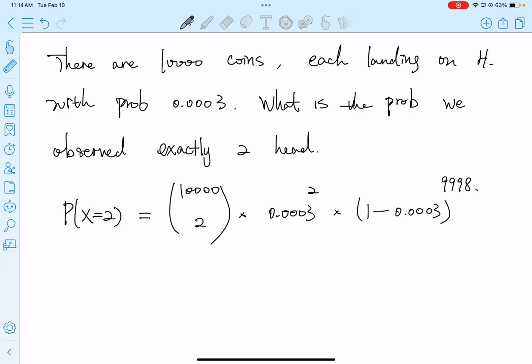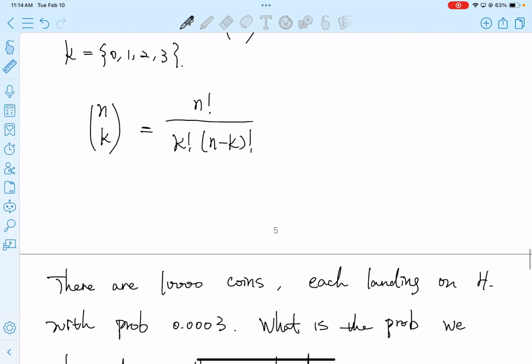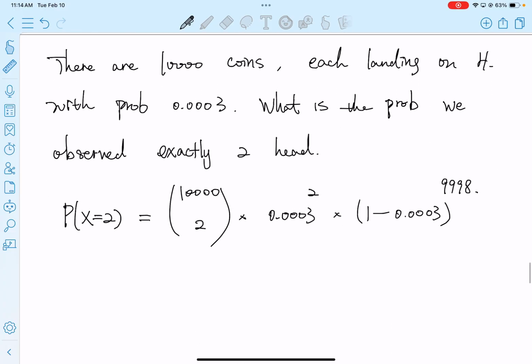So if you have this kind of question, then you will need to use the binomial distribution, this particular formula, to answer the question. However, back in the days, calculating the product of a small number, for example 0.003 raised to the power of 2, or that number raised to the power of thousands, and also handling the binomial coefficient, the counting part, listing all the combinations here, is very difficult and not feasible.